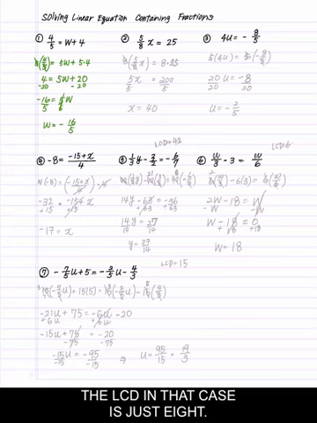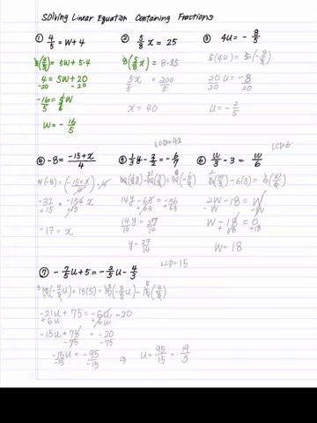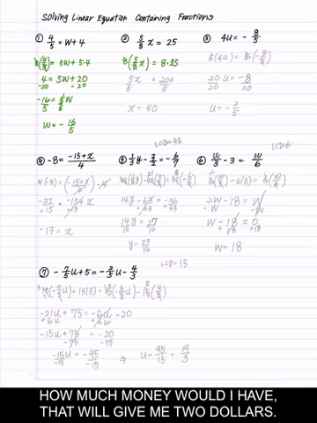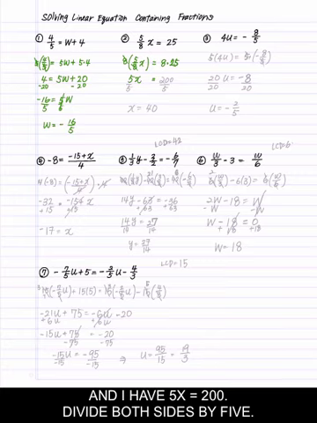The LCD in that case is just 8. So I'm going to multiply everybody through by 8. And the 25 also gets multiplied by 8. It's like I have 8 quarters. How much money would I have? That'll give me $2. So on the left-hand side, the 8's reduce out. I now have 5x equals 200. Divide both sides by 5. I get that x equals 40.